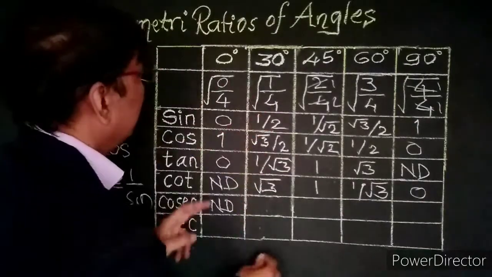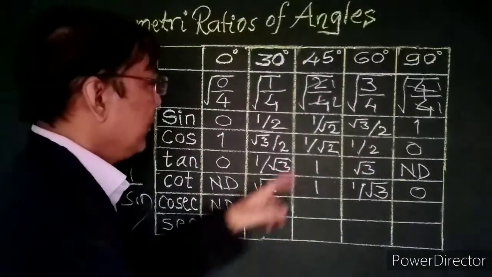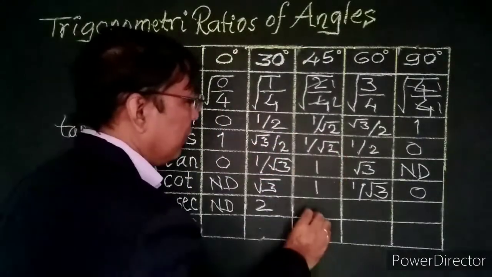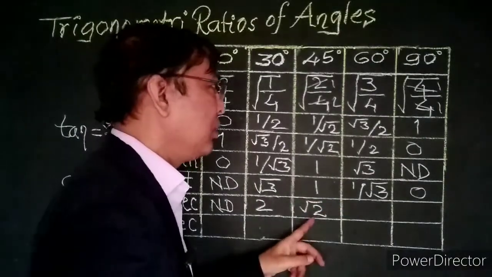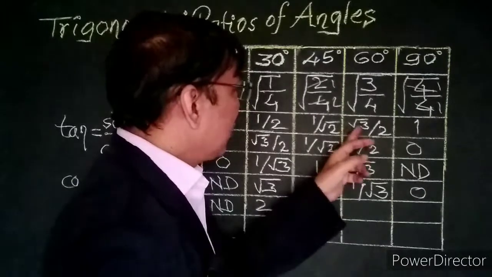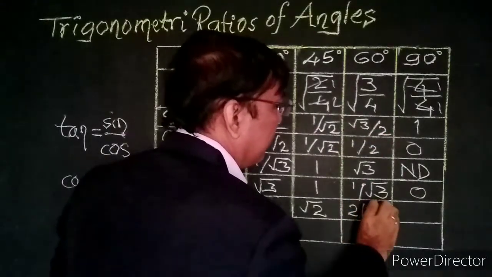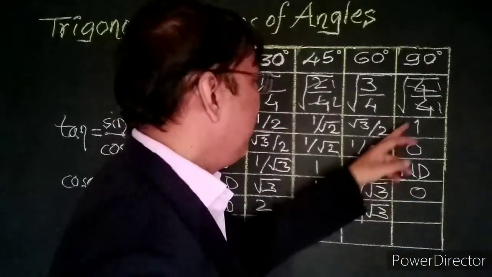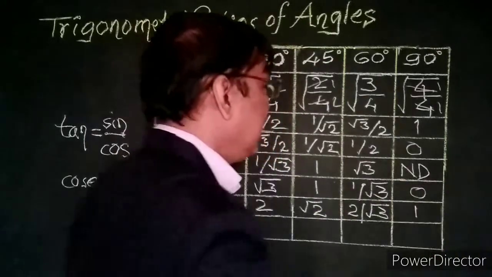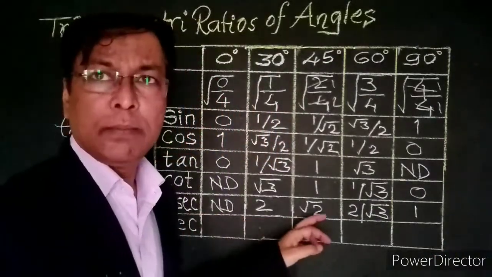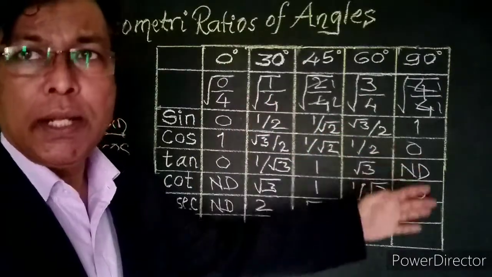Then invert 1 upon 2, it will become 2 upon 1, that is 2. Invert 1 upon root 2, it will become root 2 upon 1, or simply we can write root 2. Invert root 3 upon 2, we get 2 upon root 3. When we invert 1 upon 1, that is 1, it remains 1 only. These are the values for cosec 0 degree, 30 degree, 45 degree, 60 degree and 90 degree.